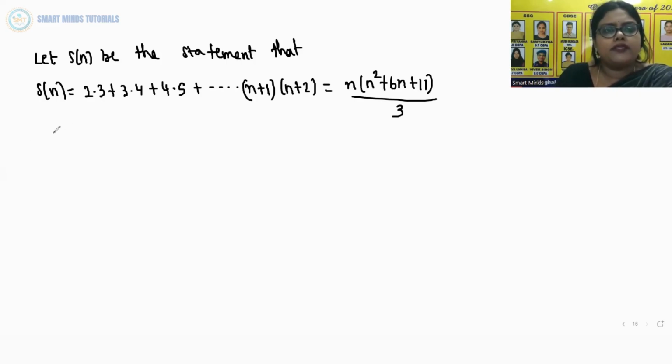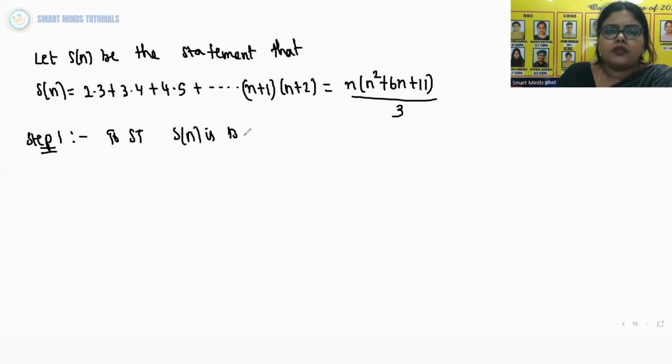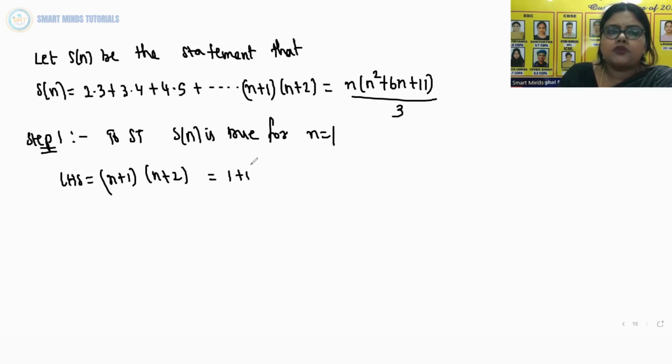Now after getting the statement, we start with step 1. Step 1 is to show that S of n is true for n is equal to 1. Now we need to take LHS. LHS is the nth term, so n plus 1 into n plus 2. That is 1 plus 1 into 1 plus 2, that is 2 into 3, that is 6.